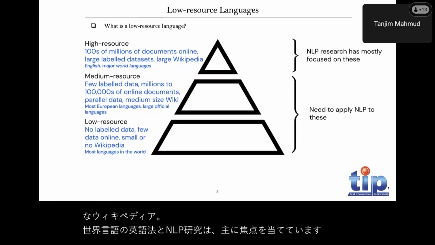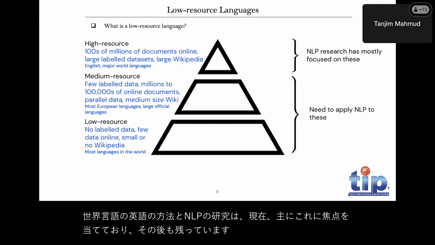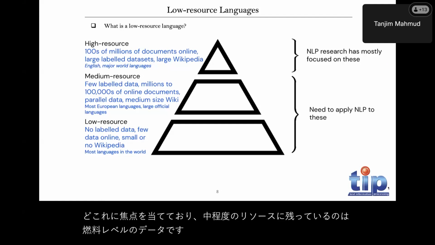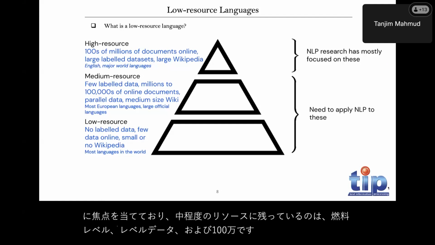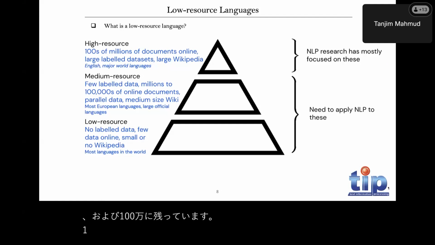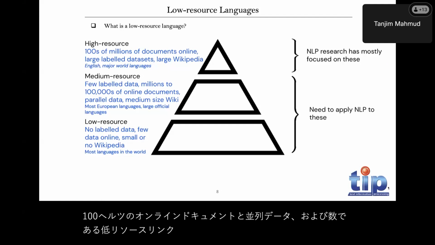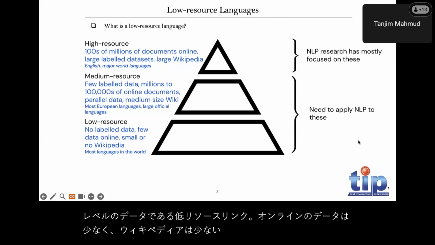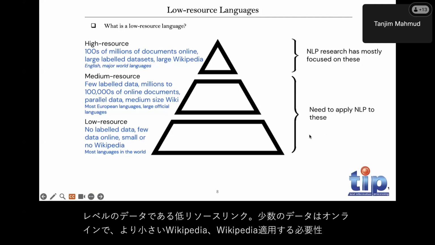And then the remaining medium resource languages have a few labeled data, and a million to 100 million documents of online documents and parallel data. And also low resource languages have no labeled data, little data online, and a smaller Wikipedia, and they need NLP to be applied to them.